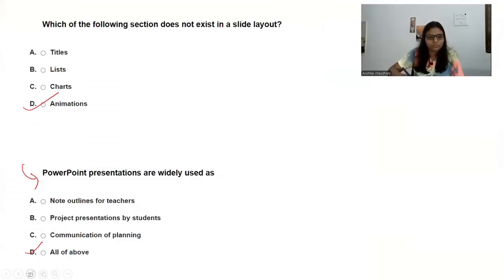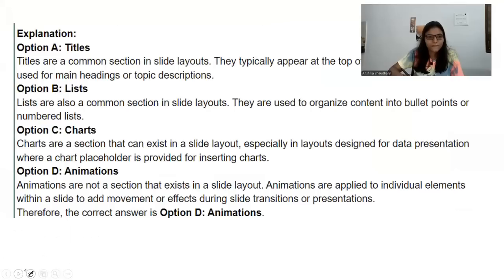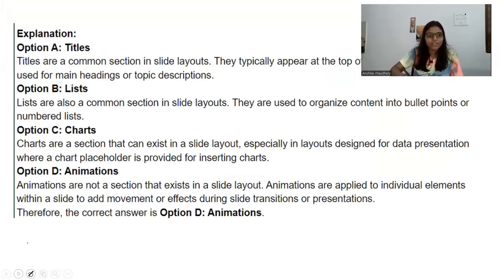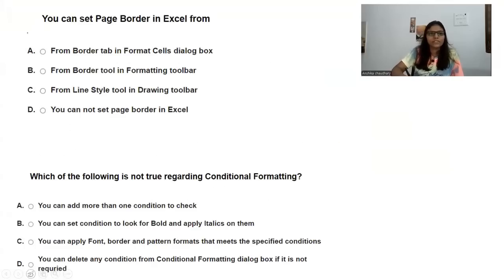Okay. So, all right. This is the explanation for the previous question, right? You can see for this question, I have written down an explanation of what titles are, what lists are, what charts are, or what animations are. You can have a look at these. Let's move on to the next question.